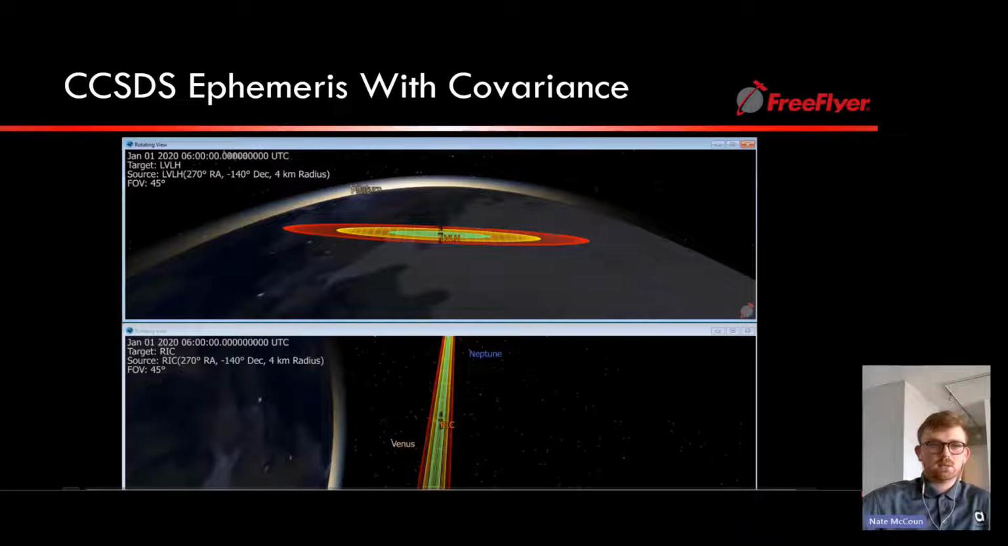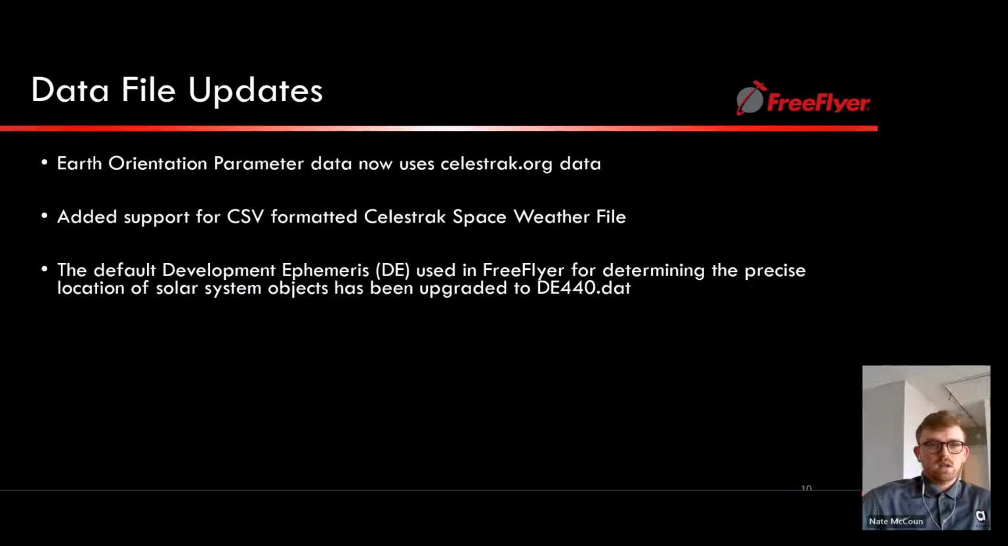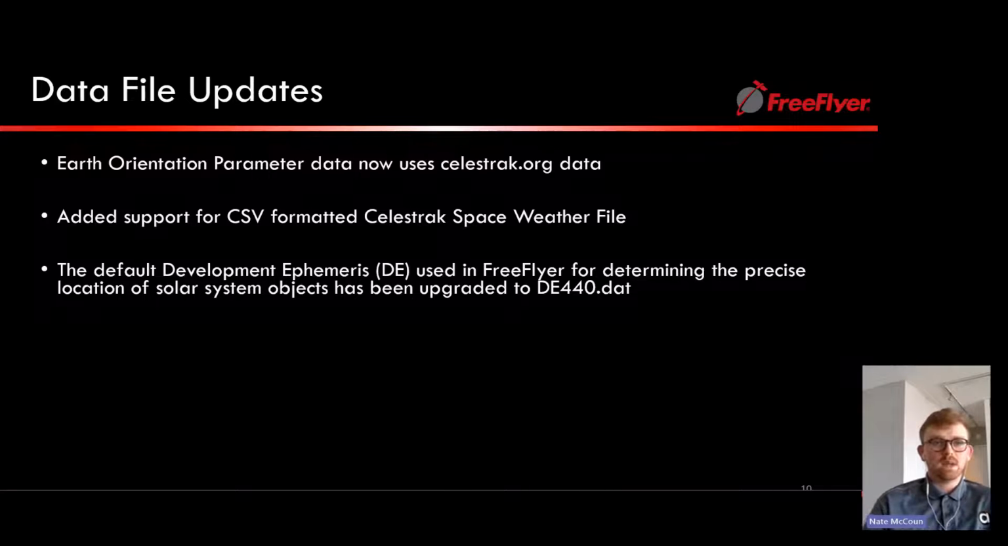The next thing we'll talk about is data file updates. First thing to mention here is that the Earth orientation parameter data is now going to be using celestrak.org data. We've also added support for CSV formatted Celestrak space weather files. In past releases of FreeFlyer, we've supported the legacy format. By popular demand, we have also incorporated the ability to use that CSV formatted space weather data file.